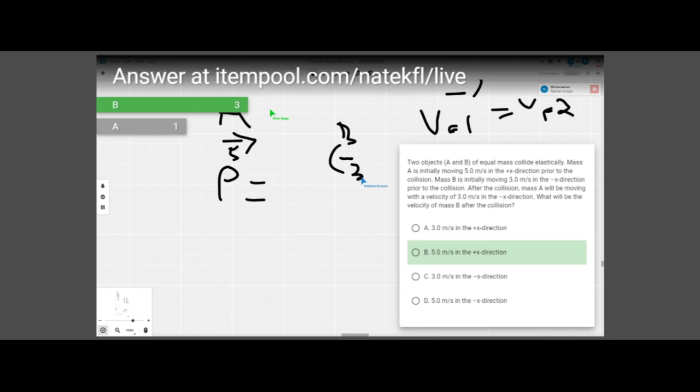So the momentum here, remember they have equal mass, so the momentum is going to be 5 times the mass plus negative 3 times the mass, which is 2 times the mass.